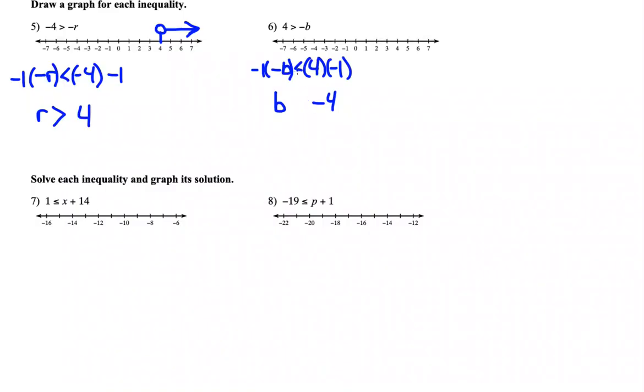And now I flip my sign. It was less than, so I flip it around to be greater than because I multiplied by a negative. When you multiply or divide by a negative, you flip the sign. So b is greater than negative 4. So here's negative 4 right here. It's not equal to, so it's going to be open like that. And it is greater than, so it's all these numbers that are bigger than negative 4.